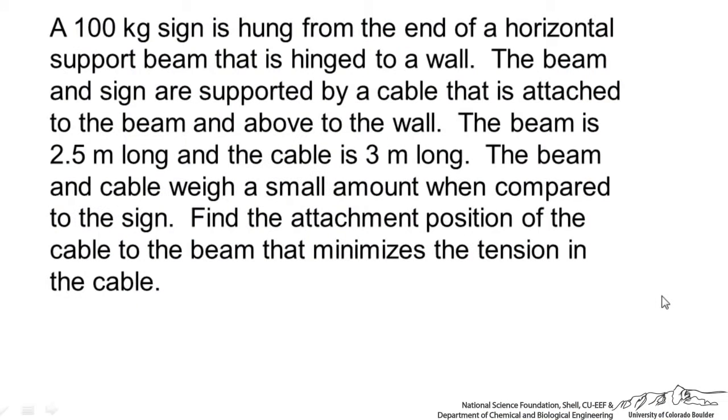We're going to go through a simple engineering calculation case study, and we're going to solve it in Excel. A 100-kilogram sign is hung from the end of a horizontal support beam. It's hinged to a wall. The beam and sign are supported by a cable attached to the beam and above to the wall. The beam is 2.5 meters long.